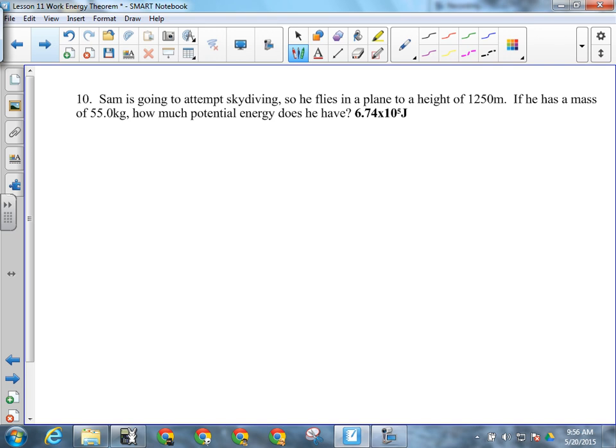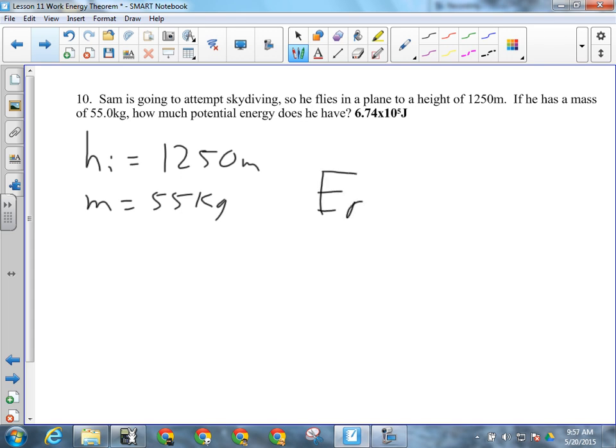All right, so Sam goes into this plane. He flies to a height of 1,250 meters. So we know his initial height is 1,250 meters. He has a mass of 55 kilograms. How much potential energy does he have?